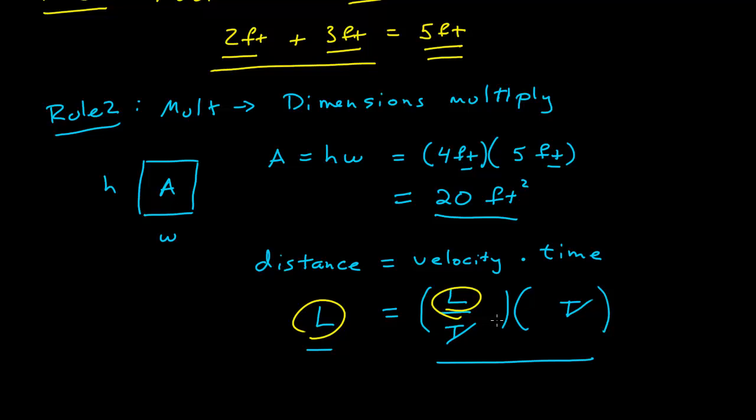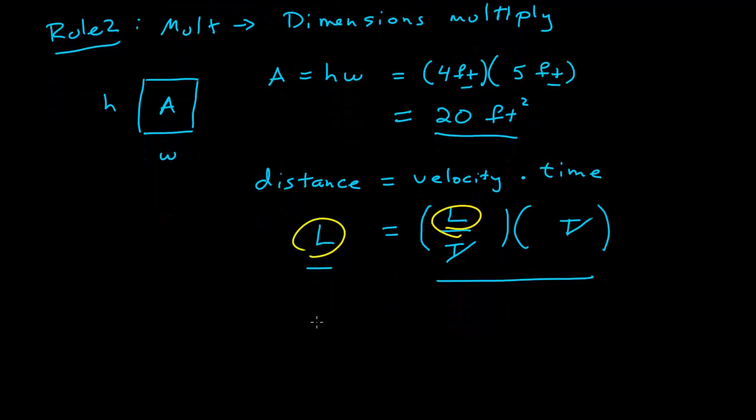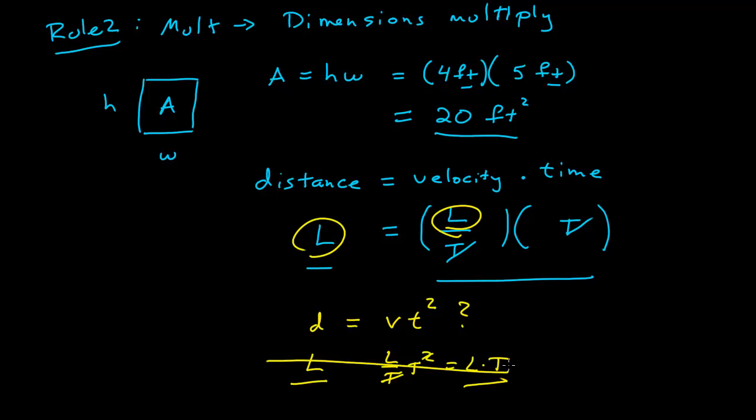And so if you had said my distance is equal to my velocity times time squared, you could see right away that you're going to get the wrong answer, because this is a length per time times time squared, which gives me a length times a time, which is not the same as the length, and so this cannot possibly be right. And so this is using dimensional analysis to be able to solve your problems.